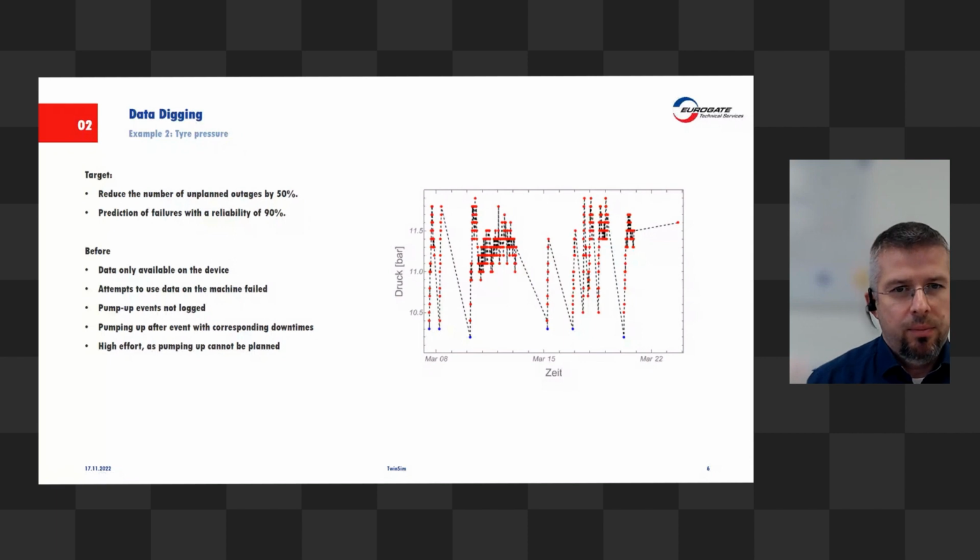The other example is that we had breakdowns during operation due to low tire pressure on the straddle carriers. There were several attempts to fix this before. To fix these breakdowns, there were many difficulties. The first thing was that the tire pressure data was just stored on the machine itself. So there was no possibility to get it out, or any tool where you can visualize it.